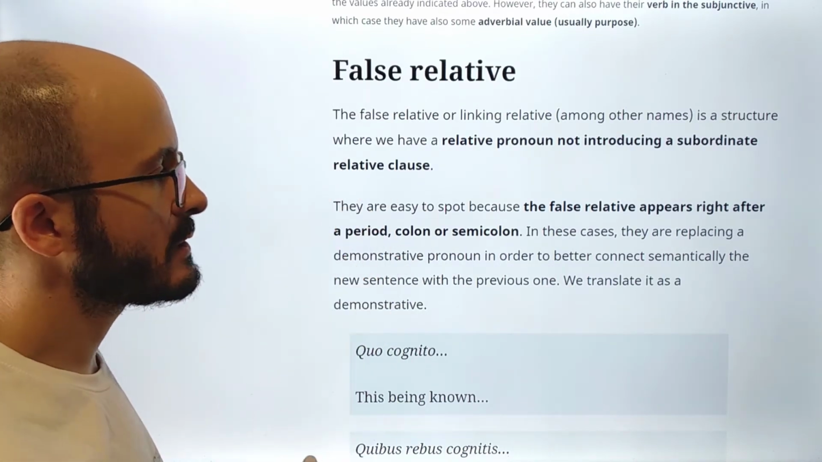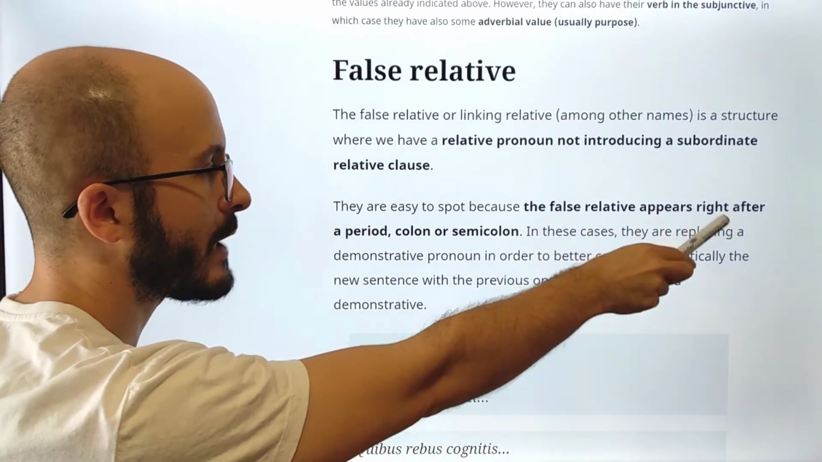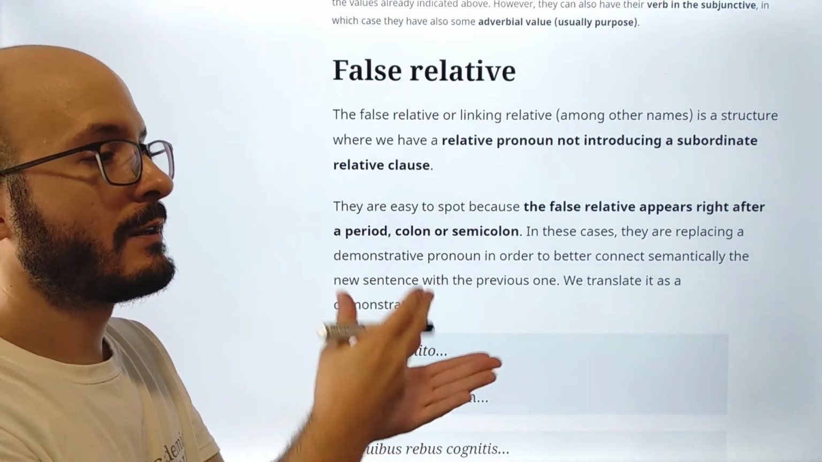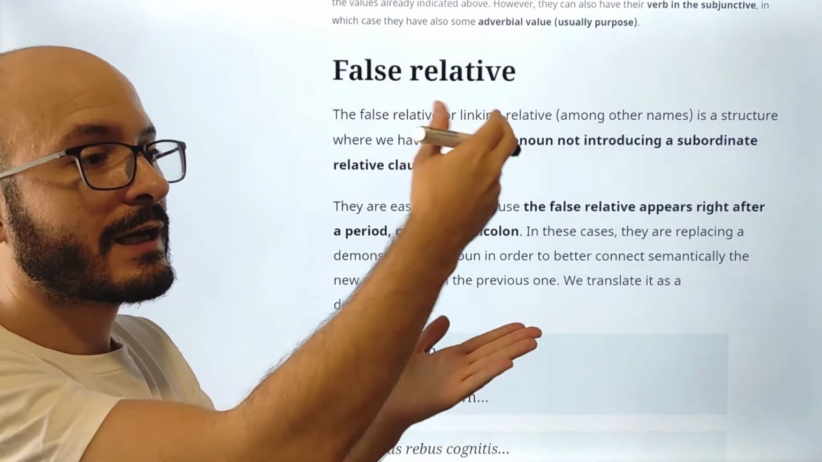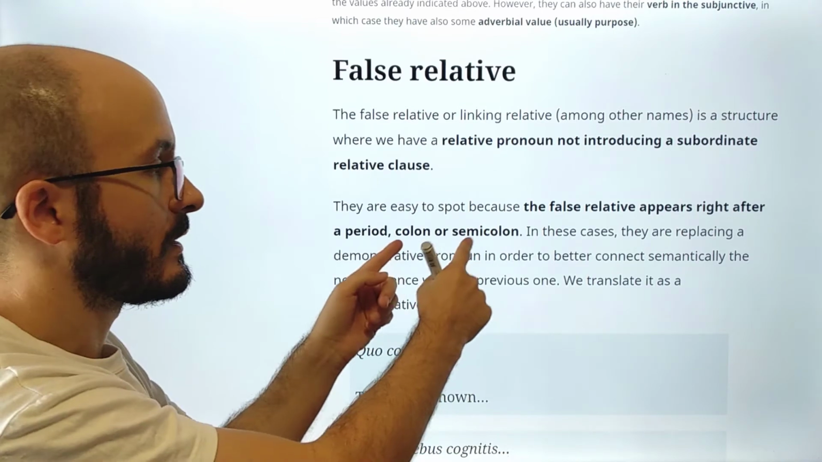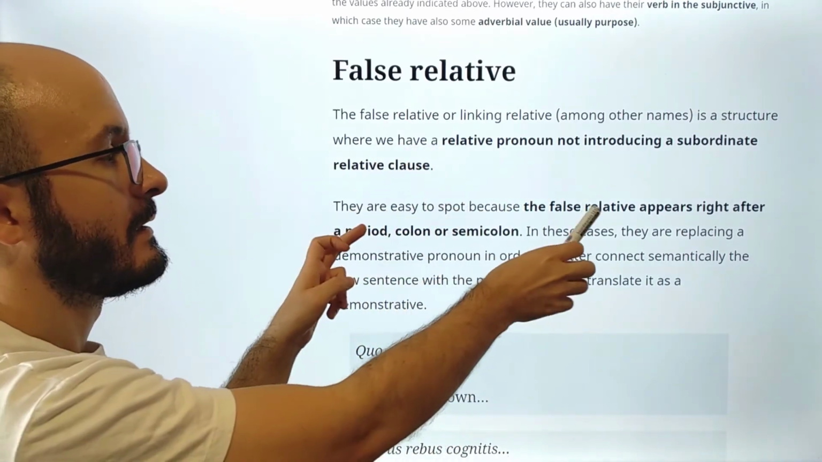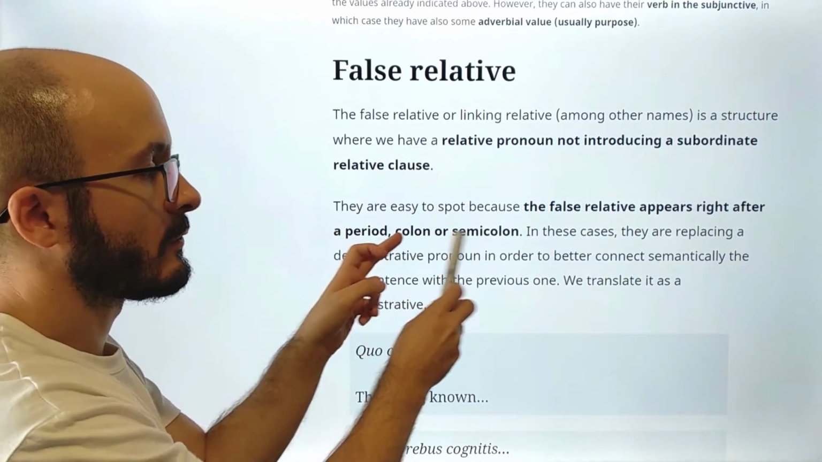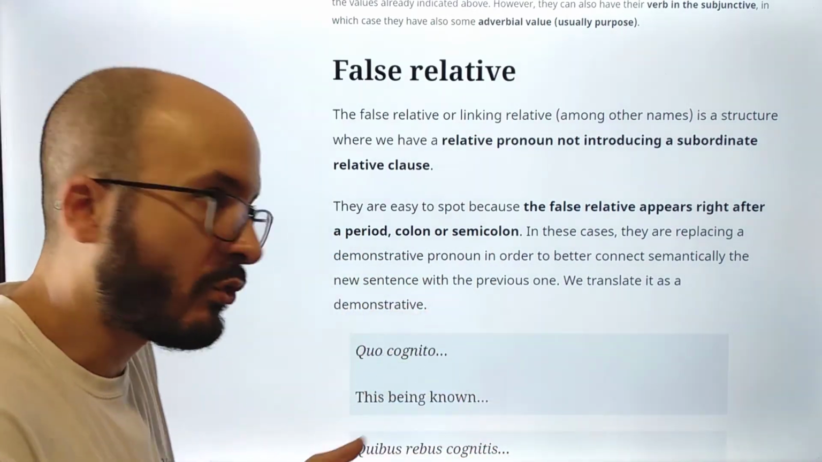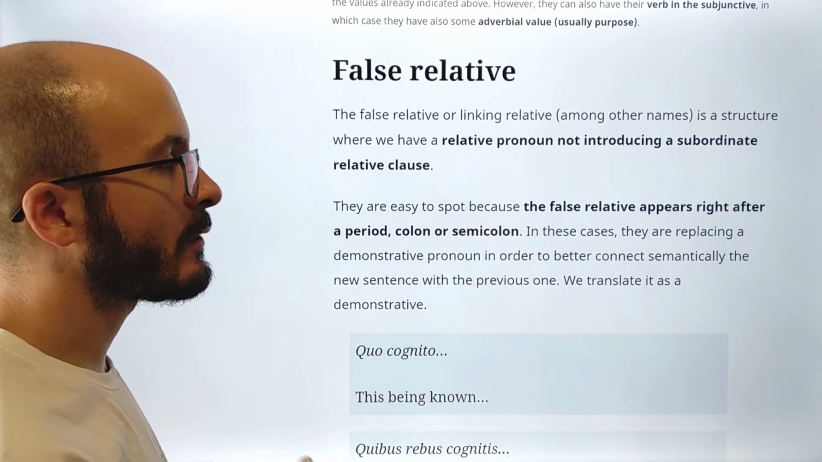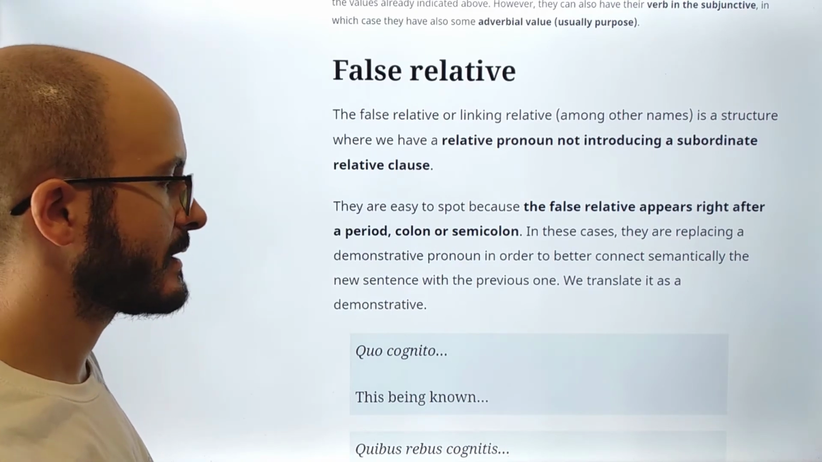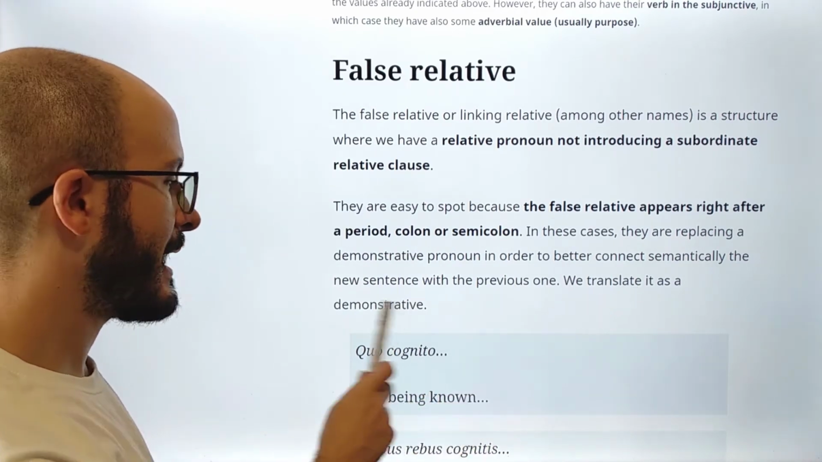They are easy to spot because the false relative appears right after a period, colon, or semicolon. We were saying before that a relative clause comes usually right after the antecedent. Now, if this false relative appears right after a period, colon, or semicolon, there is no antecedent. Okay, so that's why it is a false relative. In these cases, they are replacing a demonstrative pronoun in order to better connect semantically the new sentence with the previous one. We translate it as a demonstrative.